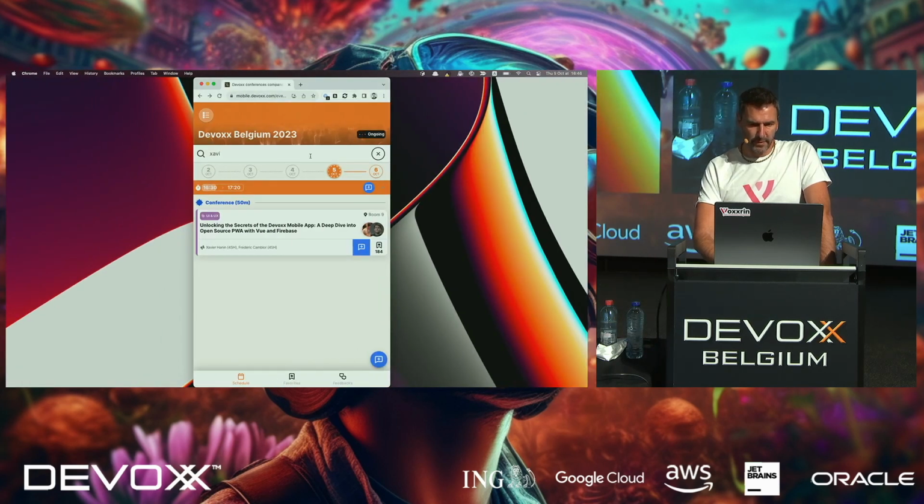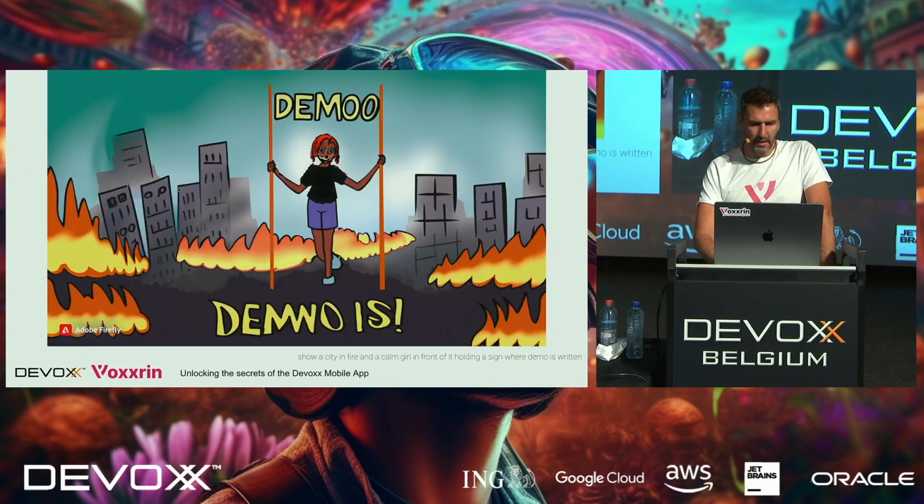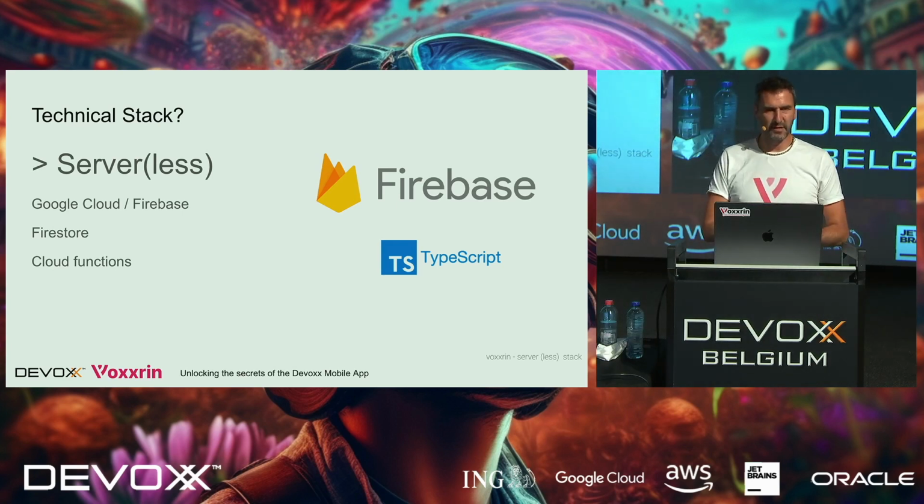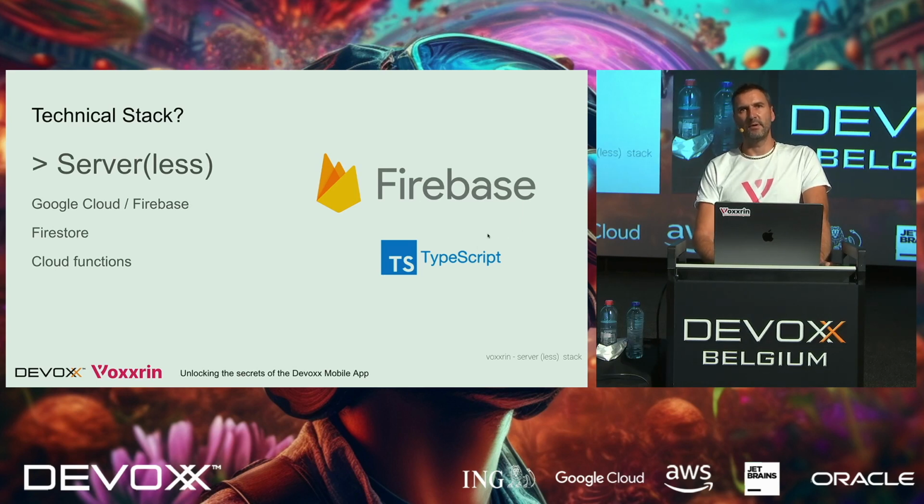Okay, so this was the part on the mobile. I did already show this small demo. Now let's go to the server part, the backend. The server part is serverless, so maybe I can just stop talking. No. Serverless, we still have things which run on the server. We use Google Cloud with Firebase, Firestore, and Cloud Functions. All the development is done in TypeScript, so we use the same language on the front and on the back.